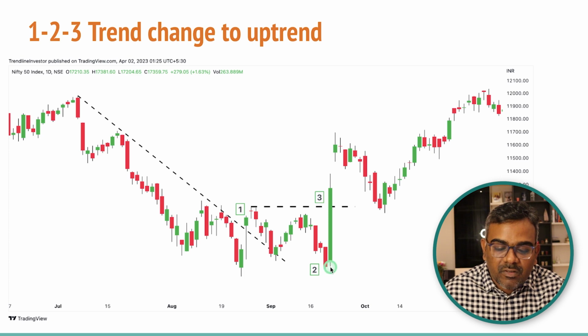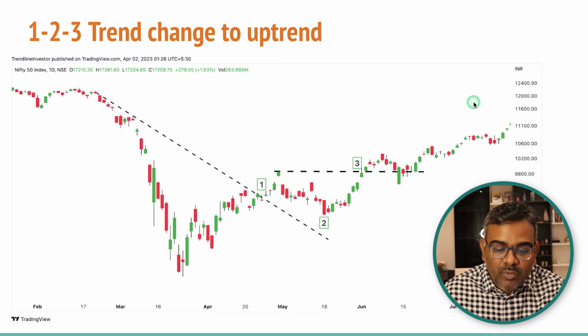Still, the price did not close below the previous low point, so that can be considered a 2 still. And then the price closes above this 3, and that's when the 1, 2, 3 trend change is confirmed, and the price is now entering a long-term uptrend, and the price keeps going higher and higher. That's the second example. One more example here.